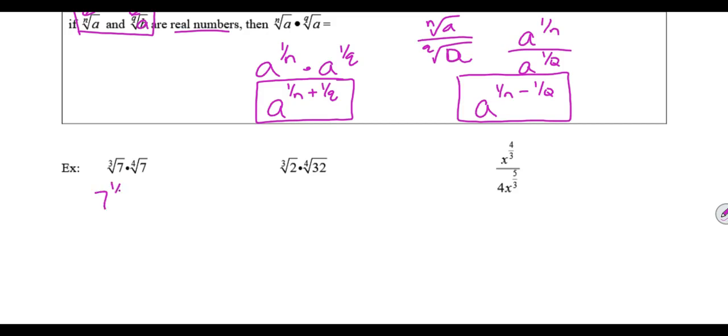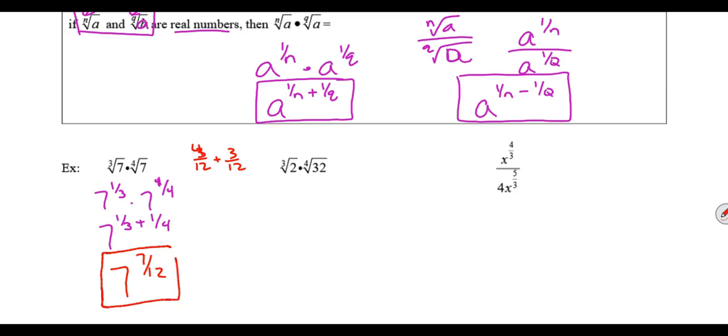So 7 to the 1/3 times 7 to the 1/4. So 7 to the 1/3 plus 1/4. Well, this is just adding fractions with unlike denominators. So 1/3 becomes 4 over 12 plus 3 over 12. So I get 7 to the 7 over 12.